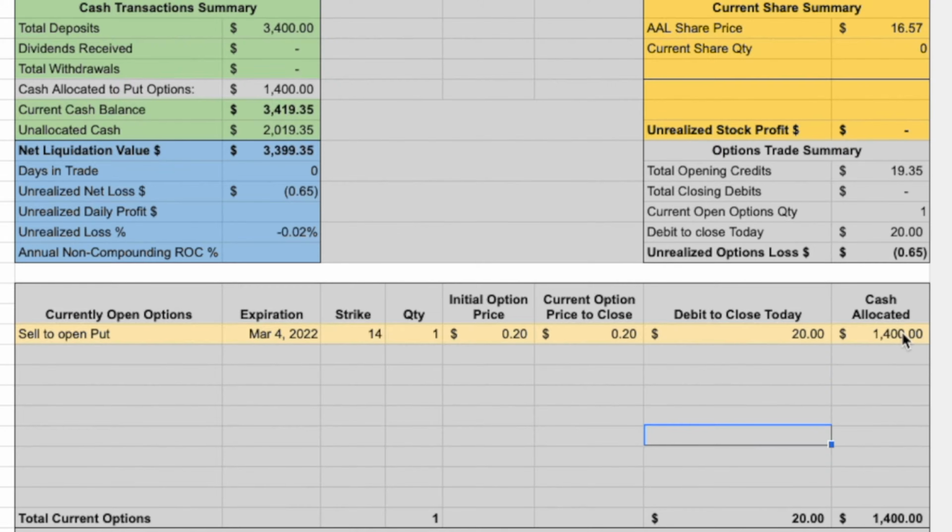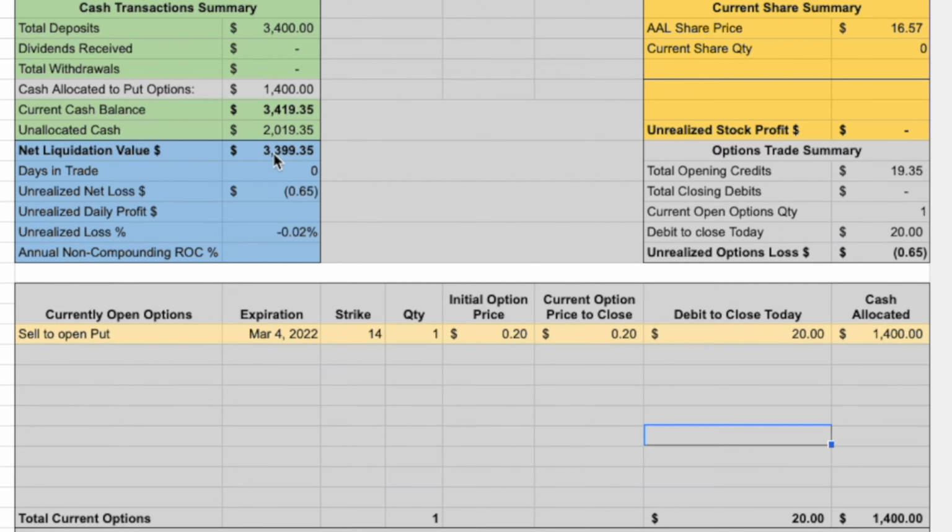You're going to see that it immediately allocates this $1,400. And what that's doing is saying from the $3,400, we've allocated $1,400 towards the buying of stock, and the current cash balance is $3,419.35 because of the credit that I received when I sold the put. And there's unallocated cash of $2,019, which is pretty great.